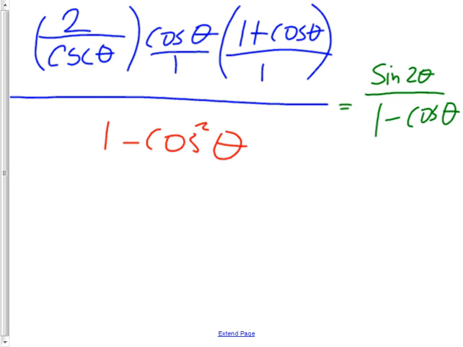All right, here is your tough proof. And it looks insane. But honestly, it's only 3 steps. It's only going to take you 3 steps.